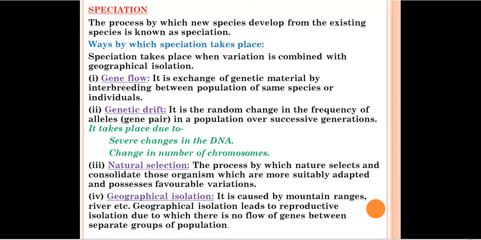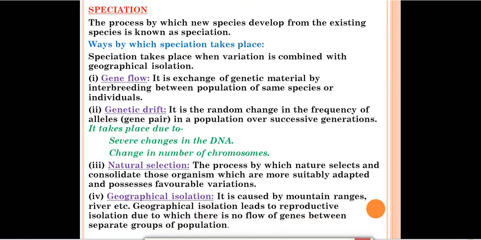Now we'll move towards the next section, that is speciation. From this word speciation, it sounds a little like species, right? So speciation means what? Development of new species, which means production of new species is called speciation. So what is the definition of speciation? The process by which new species develop from the existing species is known as speciation.